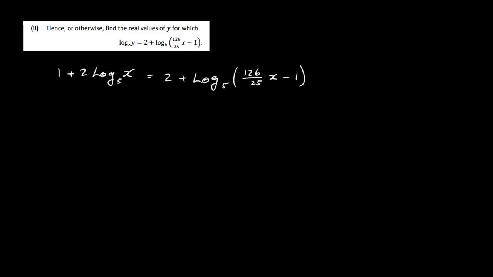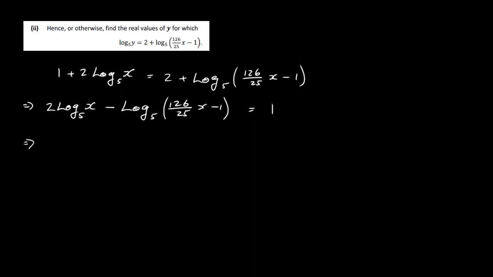Now what I'm going to do here is take the 1 and bring it over to the right hand side, and the log to the base 5 on the right hand side, bring that over to the left hand side. So what I'll end up with is 2 log x to the base 5 minus log to the base 5 of 126 over 25x minus 1. On the right hand side I'll end up with 2 minus 1, which is 1.